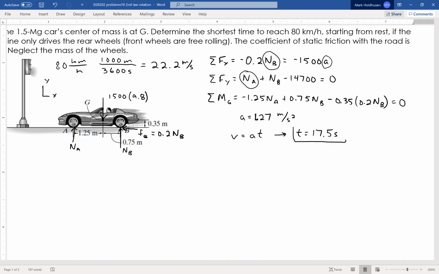Okay, so the main thing to remember here is to sum the moments about G. You can only sum the moments about the center of gravity or a point of pure rotation, which we don't have in this case. But once you get those equations of motion, just solve those algebraically and move on.